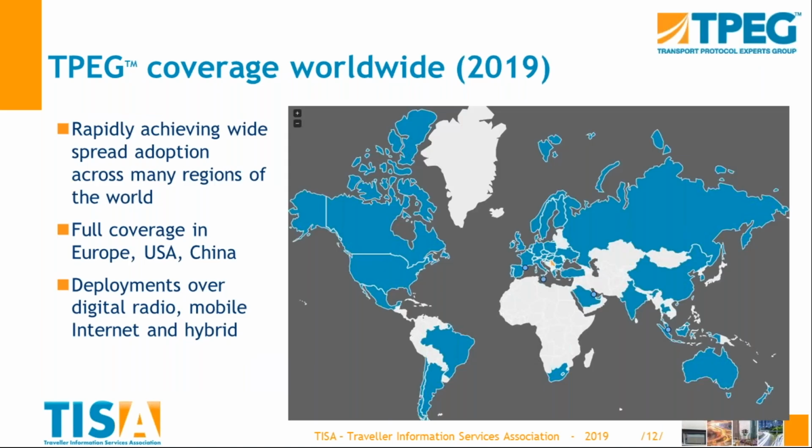In terms of coverage, similarly to TMC, in blue you can see all the countries where we have TPEG services running. Quite full coverage in Europe, USA, and China, and also deployments over different bearers: digital radio, hybrid, and mobile internet.